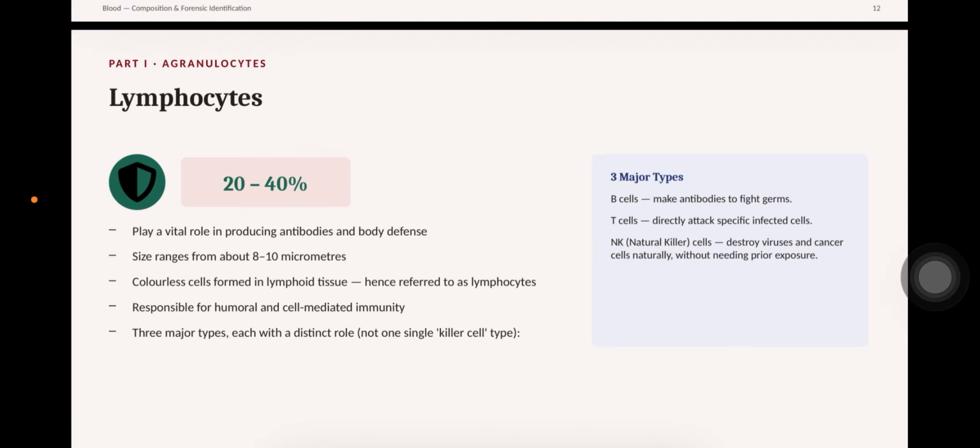The three major types, each with a distinct role, are B cells, T cells, and NK cells. B cells make antibodies to fight germs. T cells directly attack specific infected areas. NK cells are the natural killer cells. They destroy viruses and cancer cells naturally without needing prior exposure.